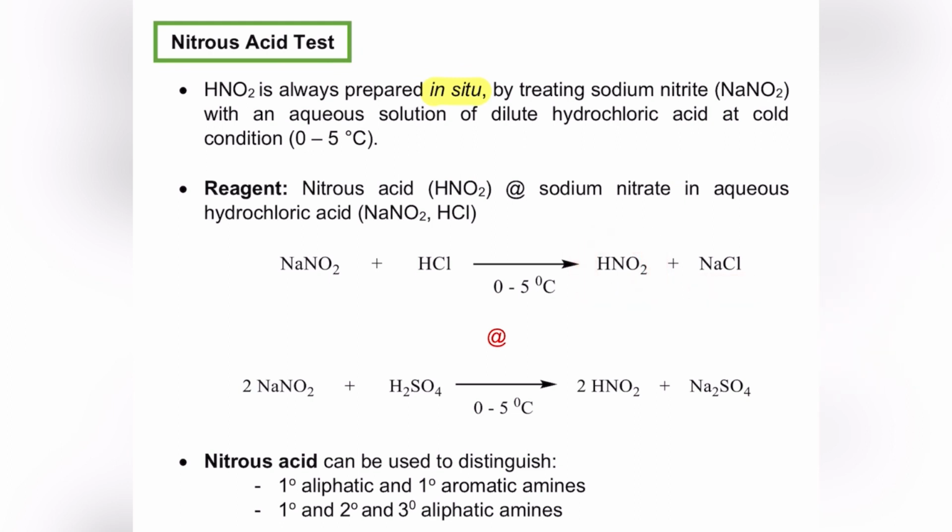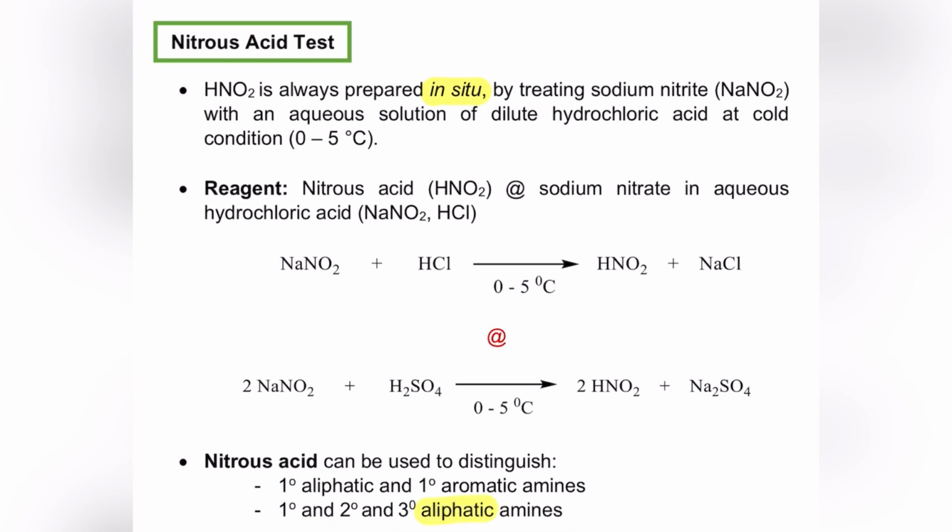And then awak juga boleh gunakan H2SO4, another mineral acid, instead of HCl, boleh guna sulfuric acid. Masih lagi dapatkan HNO2. So inilah maksudnya in situ. Kita tidak akan dapat HNO2 directly macam tu je. Dia kena prepare based on in situ. So nitrous acid can be used to distinguish primary aliphatic dan primary aromatic amine. Dia juga boleh digunakan untuk differentiate 3 classes of aliphatic amine.